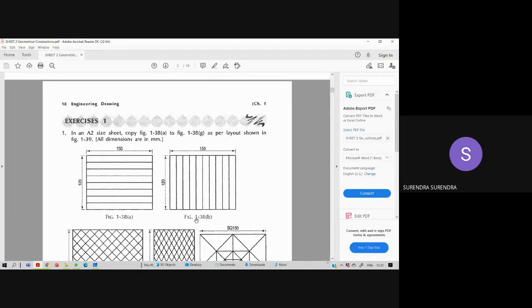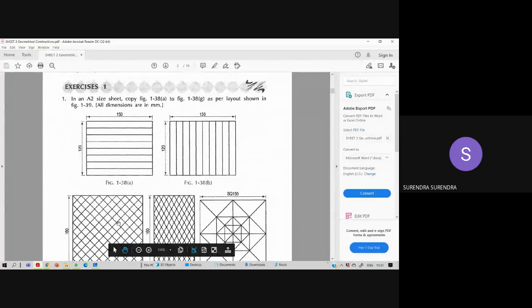Similarly, in 38B, construct a rectangle and draw vertical parallel lines with a distance of 15 mm each. The gap between each line, take it as 15 mm. So is it clear? These 3 figures especially are given only for making you practice with the drafter.